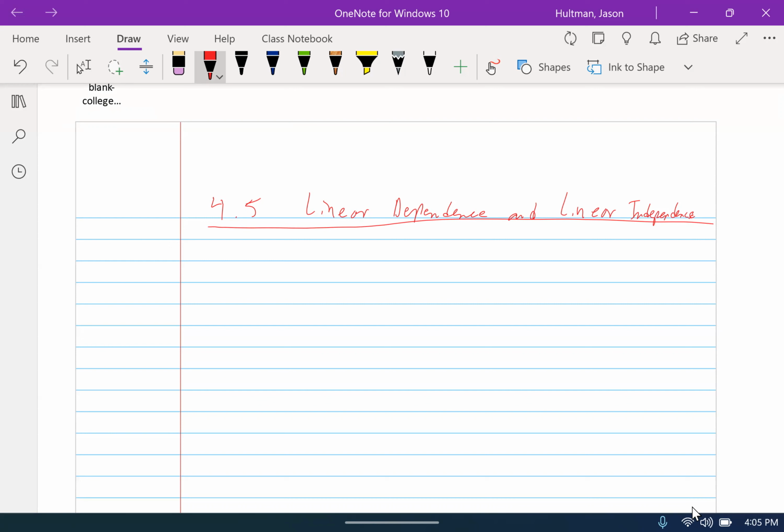Okay, basically, we're going to answer the question: how to determine the minimum number of vectors required to span a vector space, span V.